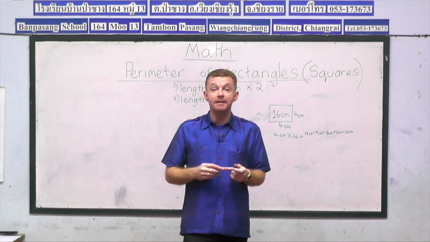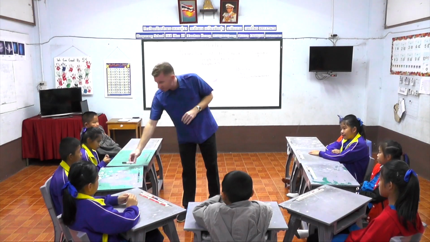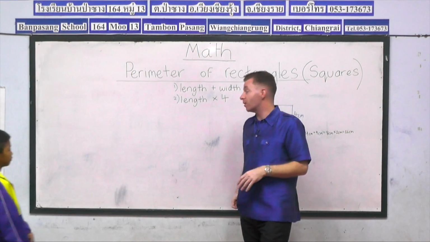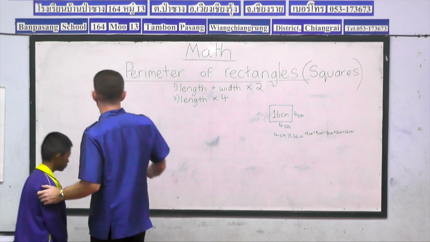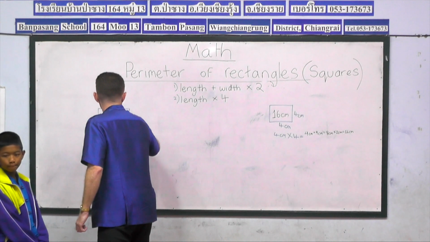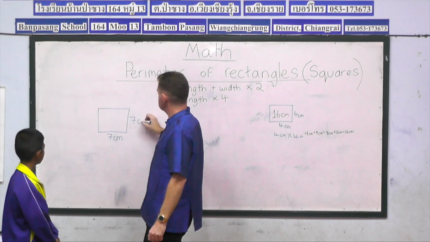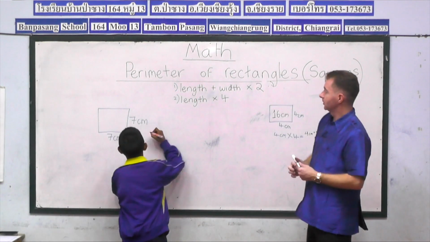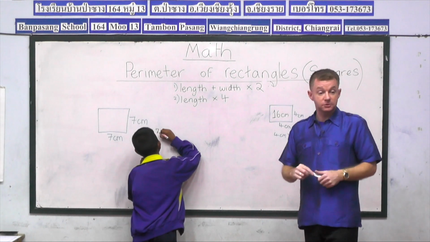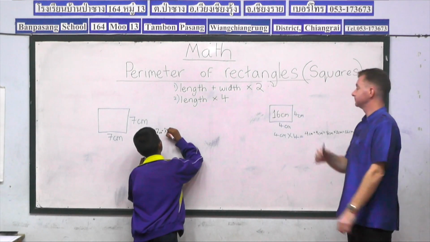So let's do some more examples on the board now. So let's see who can go next. Pat, come and join me at the front of class. Pat's going to work out the perimeter of the next square. So let's see, we'll have a square here. Now this one, slightly bigger. We'll go with 7 centimeters and 7 centimeters. So Pat can go 7 plus 7. 7 centimeters plus 7 centimeters equals 14.